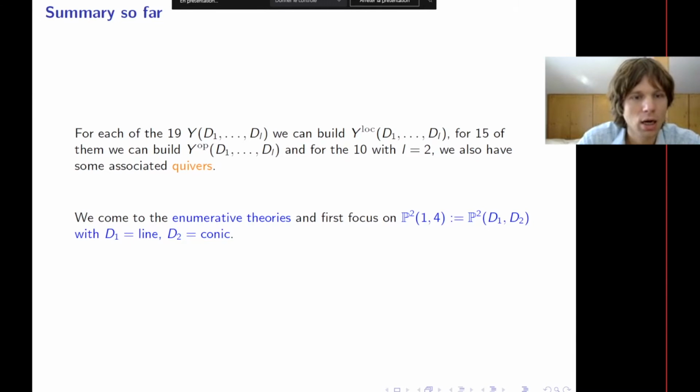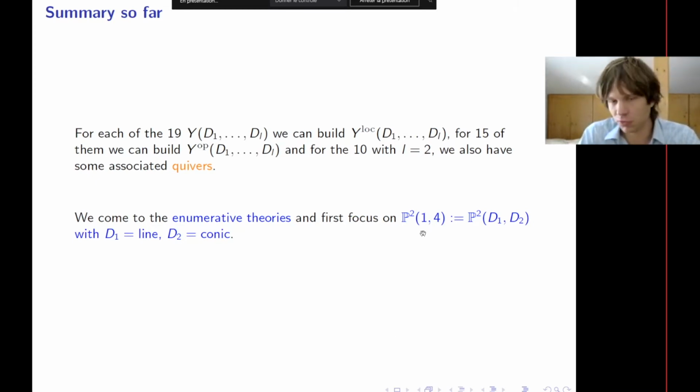And then, okay, so now I'll say something about the enumerative theories. As I told you, we build some geometries, and we also build some quivers, and to each of them we have some enumerative theory, and we show they're all the same in exactly the typical way that people do this: we compute everything and we find agreement.